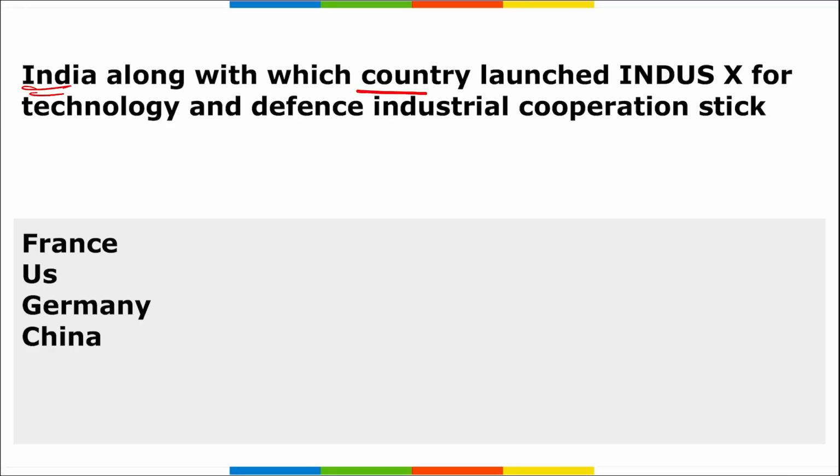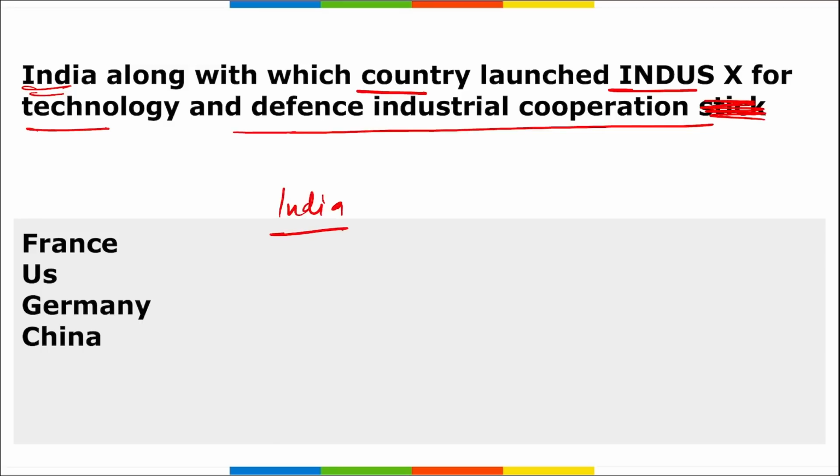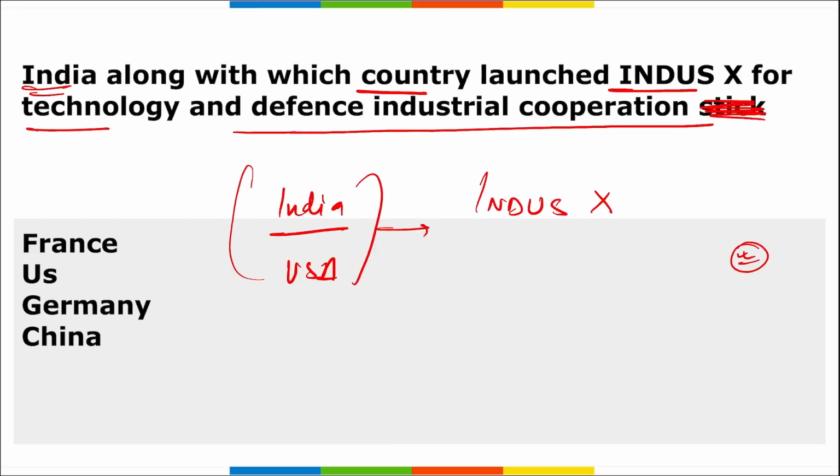Next, India along with which country launched INDUS X for Technology and Defense Industrial Cooperation? Tell me. India along with the United States of America, right? They have together launched INDUS X. It is for Technology and Defense Industry Partnership. And I have told you, Prime Minister Narendra Modi was in the US recently, and during his visit only all these initiatives have been taken, all these programs, where India will be developing multiple technologies for them.